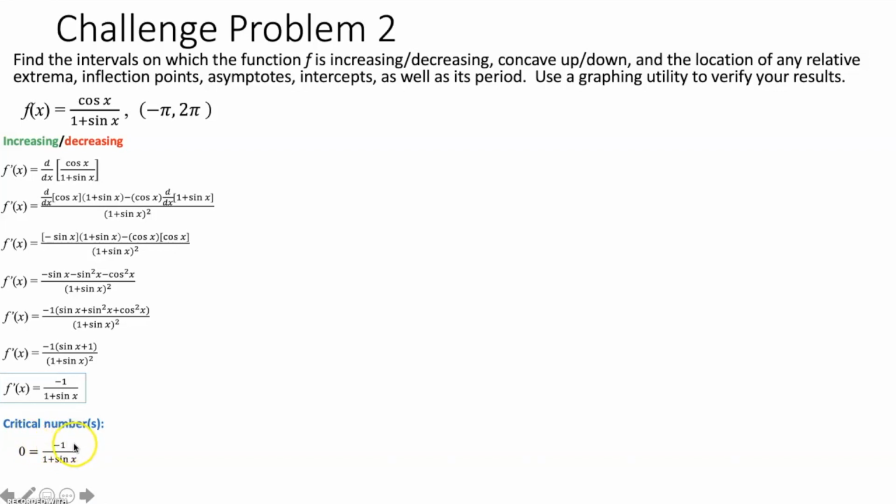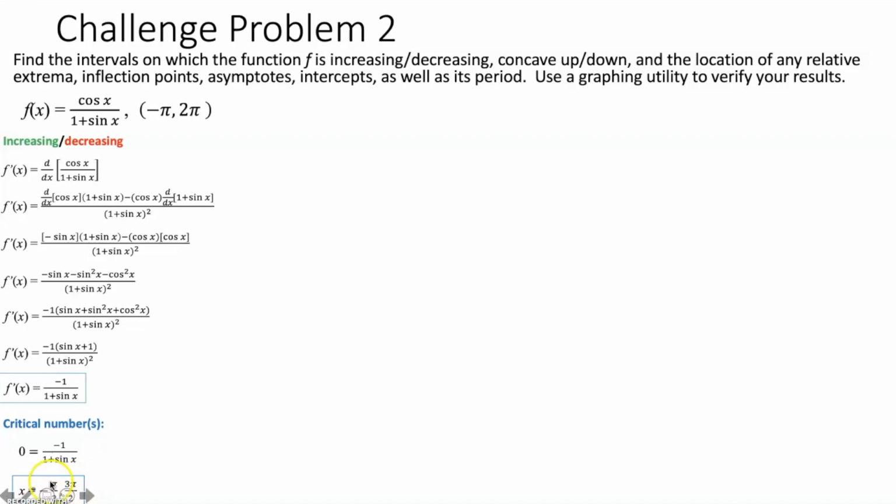But are there any x values that would cause this to not exist? In other words, what values of x would cause our denominator to equal 0? So you set the denominator equal to 0 and solve for x. You subtract 1 on both sides. You get sine of x is equal to negative 1. You could take the inverse sine of both sides, or you could just know your unit circle. And since our domain is restricted from negative pi to 2 pi, we think about on that interval, what x values would cause sine to equal negative 1. And that would be negative pi over 2 and 3 pi over 2.